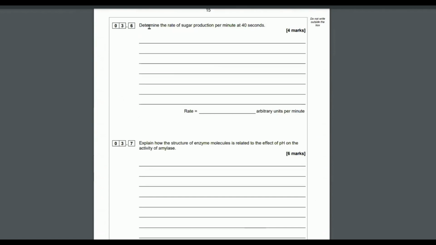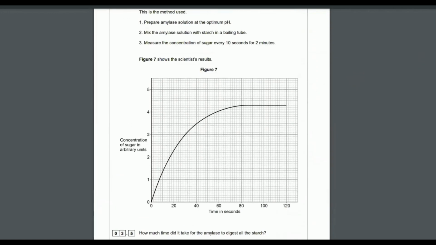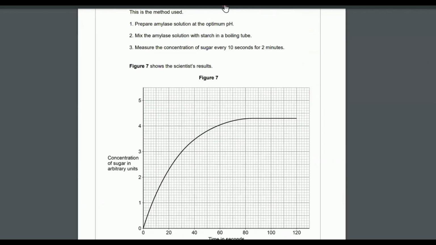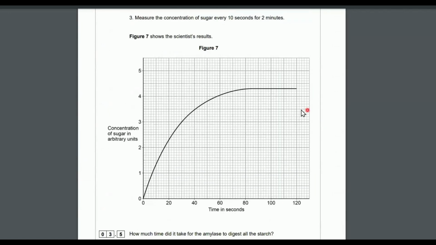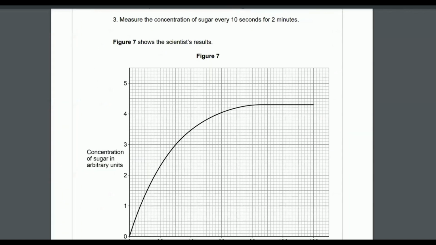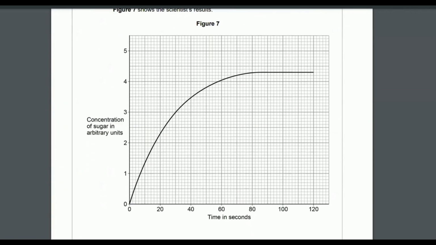Now we have determine the rate of sugar production per minute at 40 seconds. 4 fat marks. What they want to do here, this is looking at a tangent. So when you get a curve on a graph, did they say 40 seconds? I think they said 40 seconds. They said 40 seconds. I just had to double check. Right, let's go down.